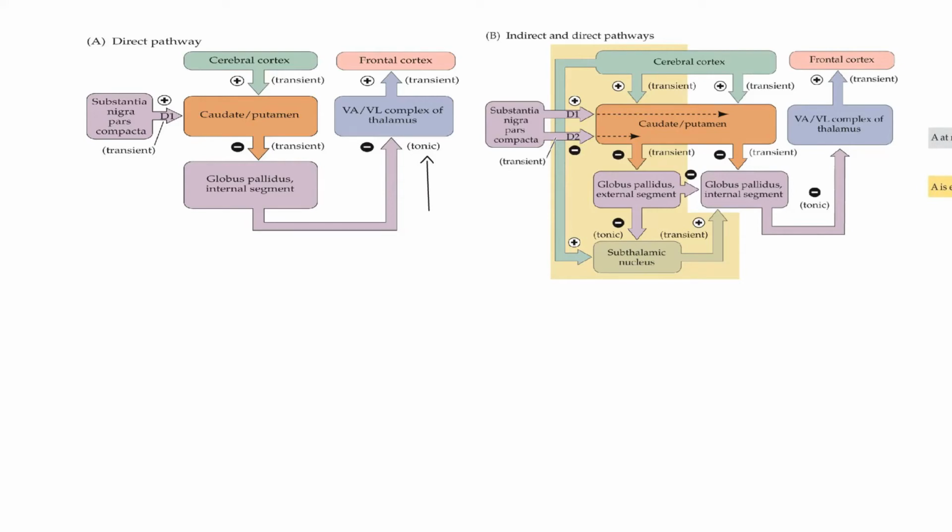The globus pallidus externa tonically inhibits the subthalamic nucleus and the globus pallidus interna. If you shut off the inhibition of the globus pallidus interna, and it will inhibit both the subthalamic nucleus and the globus pallidus interna. This inhibits the subthalamic nucleus's input to the globus pallidus interna.